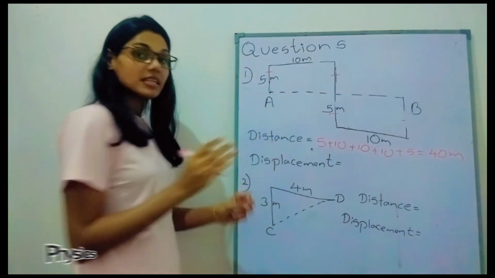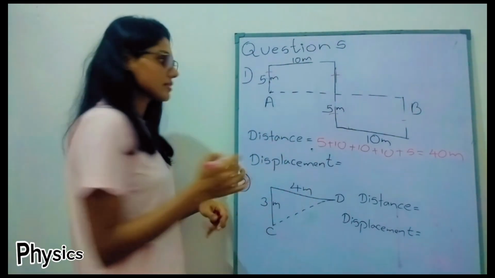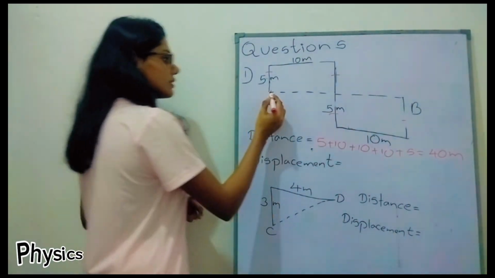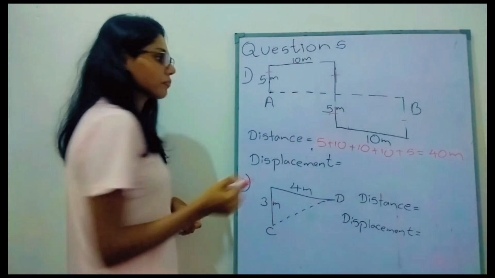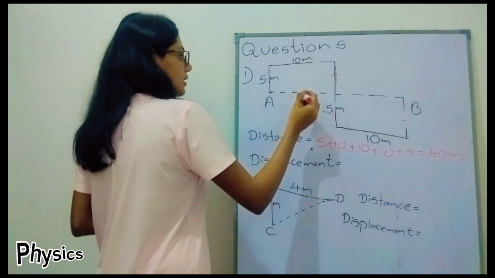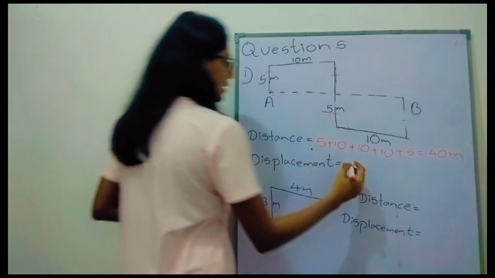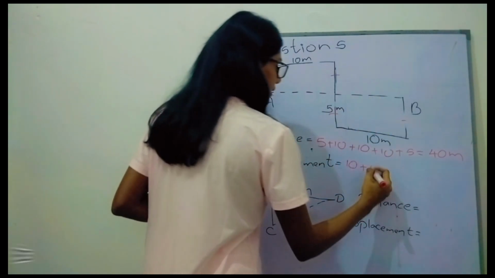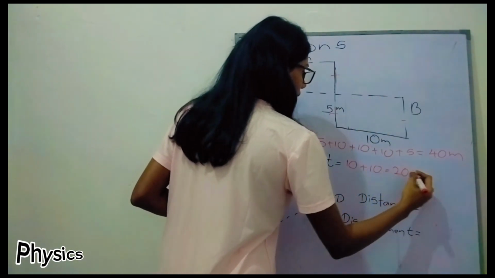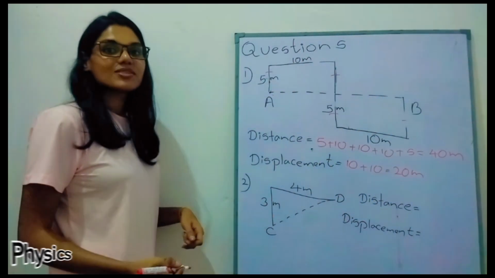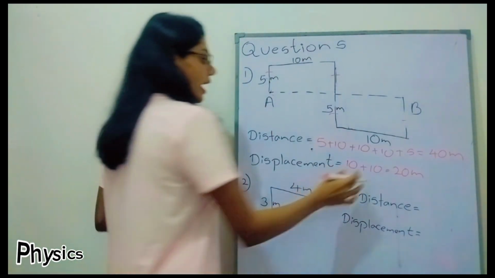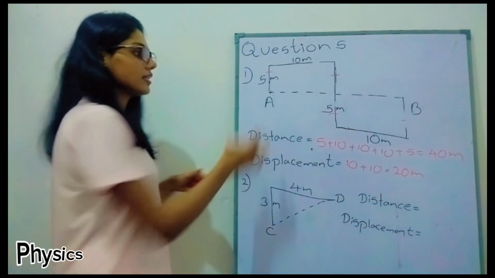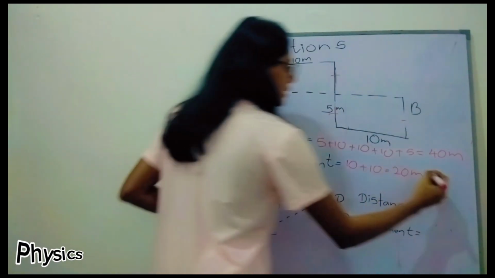Displacement. Displacement is the shortest distance. So from point A to point B, the shortest distance is this straight line. So in here, this distance is 10 and this distance is again 10. So our displacement is 20 meters. And for the displacement, we need to mention the direction. The direction is east.